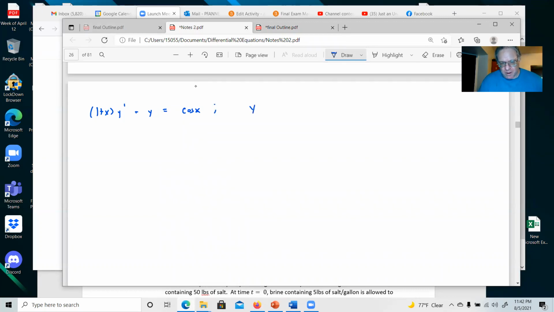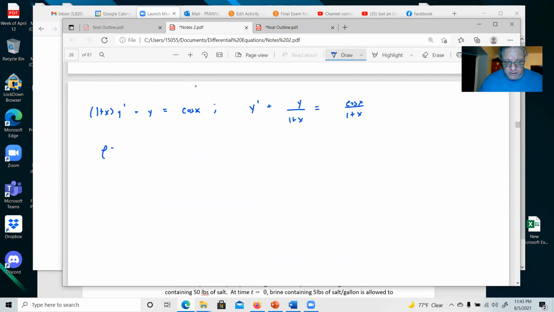So we're going to have y prime plus y over 1 plus x is equal to cosine x over 1 plus x. So I'm a little worried at this point because even with integration factors, this is a polynomial times a cosine, it's going to need integration by parts, so I'm a little concerned. But let's go ahead and figure out the integration factor first, and maybe that'll clear some stuff up.